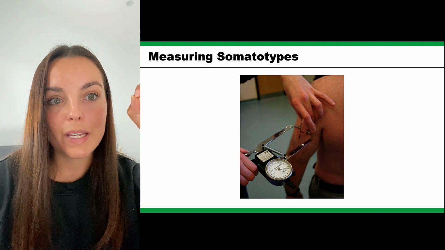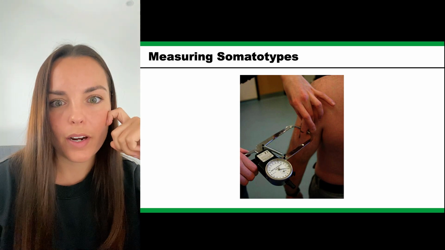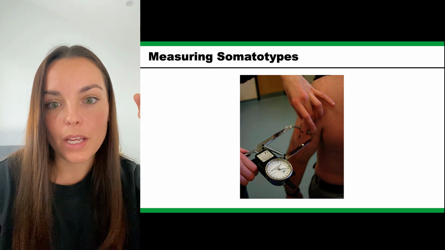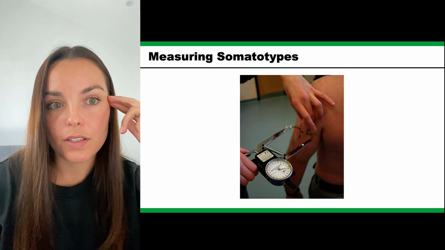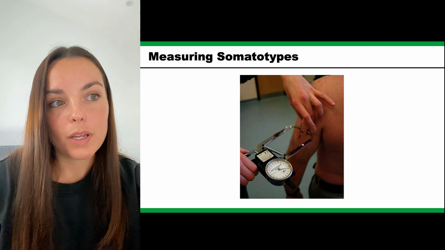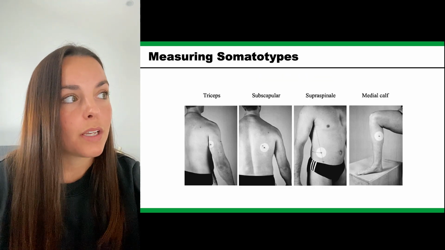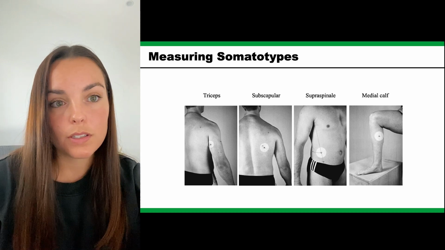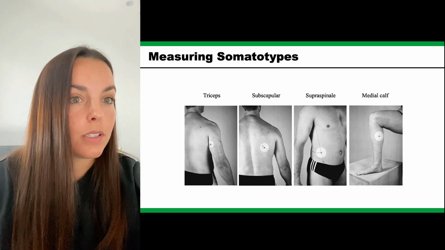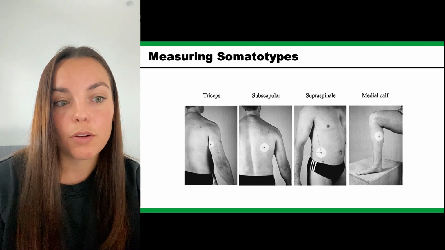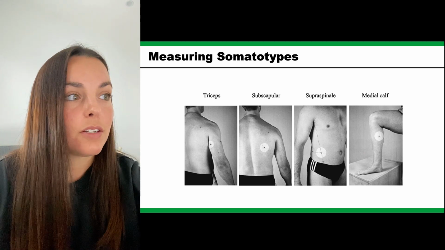It's like a big tweezer that pinches your skin, and it's quite uncomfortable when it pinches your skin to measure the millimeters of adipose tissue under the skin there. So we take 4 skin fold measurements, being the tricep, the subscapular, the supraspinale, which is the tummy, and then the medial side of the calf. And those 4 skin folds collectively are going to help us figure out our somatotype.